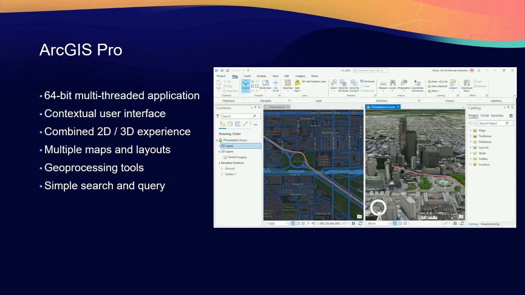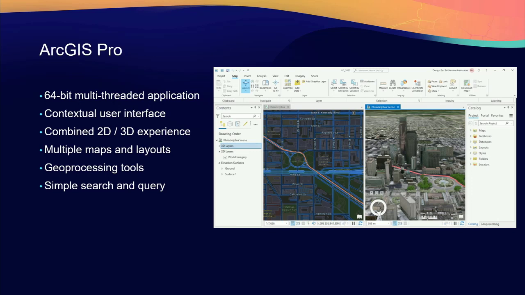So let's discuss some of the additional features of ArcGIS Pro. And with that application, it's going to be a 64-bit multi-threaded application, and that processing power is going to assist us with visualizing as well as analyzing our data. We're going to be discussing the contextual user interface, but the user interface itself is contextual because we do not want to inundate users with too many tools and functionality.